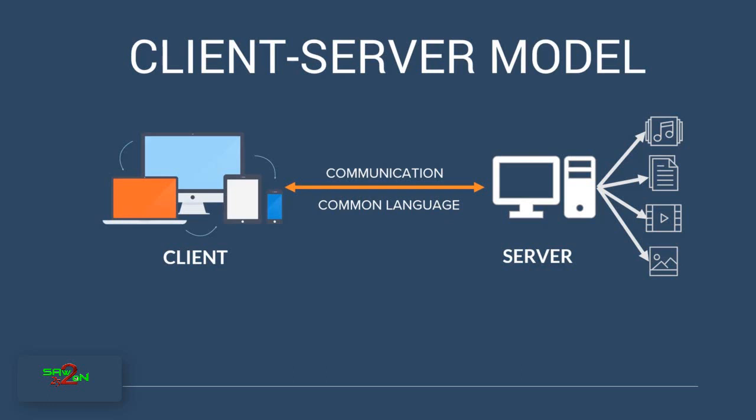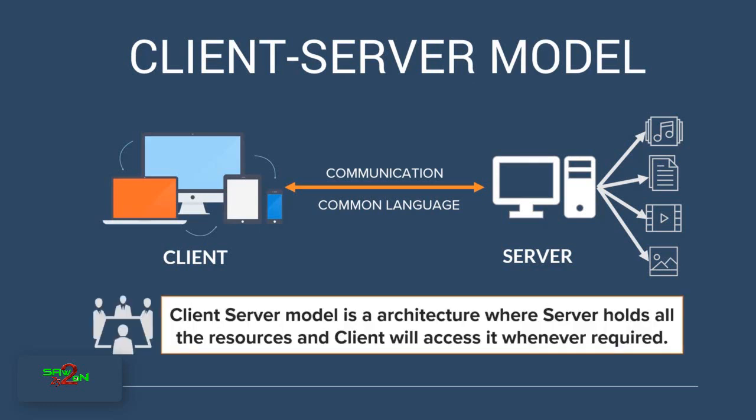The left hand side is called the client, the right hand side is called the server. And these two systems are communicating with each other with a common language. If it's a web-based application, then there is a web protocol called HTTP, using which they are exchanging the information. Okay, so if you have to define a client-server model, here is the definition.